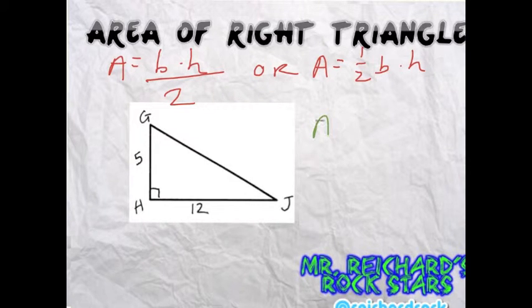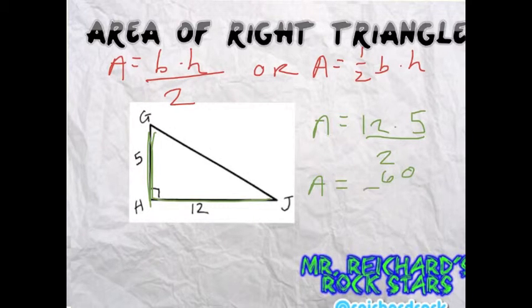I'm going to get area equals my base is 12 units, times my height, which is 5. Think of height as how tall you are when you go to the doctor. You could do it this way: 60 divided by 2, and your area equals 30 units squared. Or you could halve one of the numbers first, and then multiply by the height. Either way, you're going to find your area there.